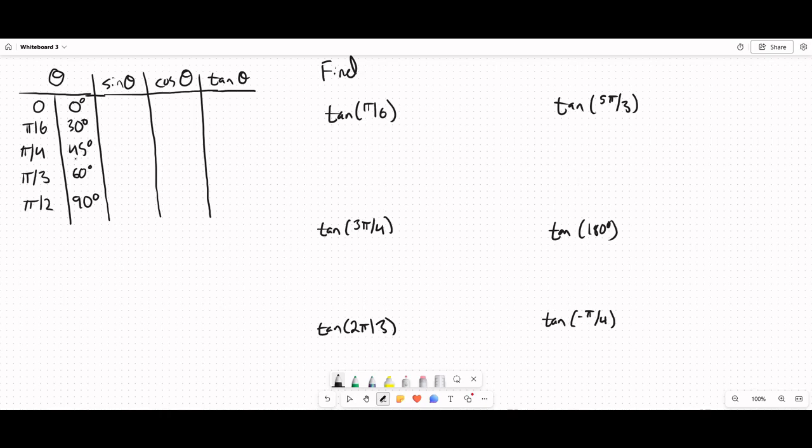In this video, we're going to take a quick look at the tangent function, and we're just going to practice evaluating some exact values for tangent. So how I would start is let's just quickly recall the exact values for sine and cosine. They're kind of two more common trigonometric functions.